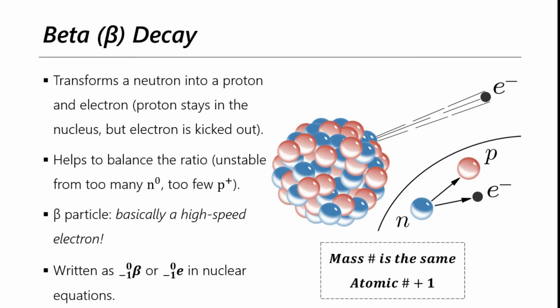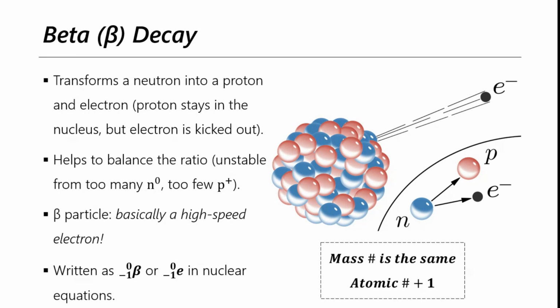The electron is this high energy, high speed particle that's not going to stick around. It's going to go flying out of the nucleus. That is our beta particle. So when we go through beta decay and release a beta particle, that beta particle is really just a high speed electron that is released from this nuclear change as we change a neutron into a proton and an electron.